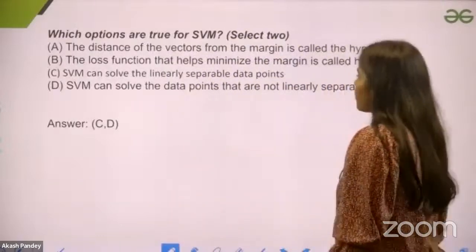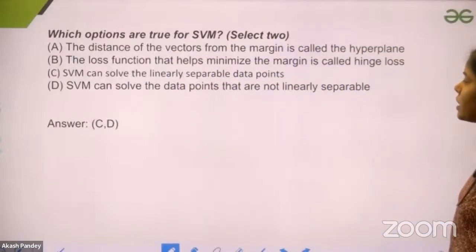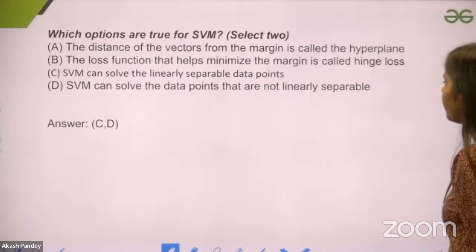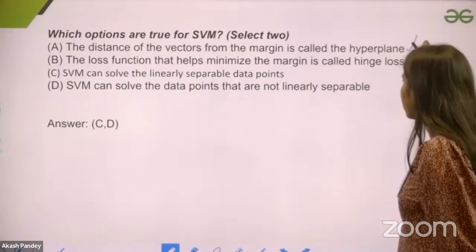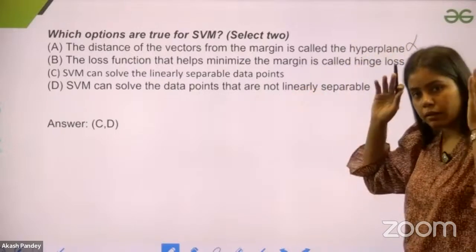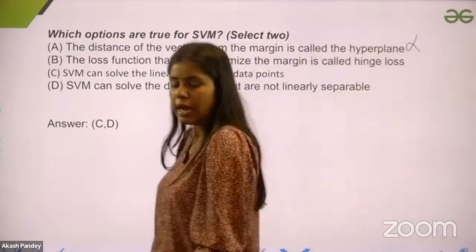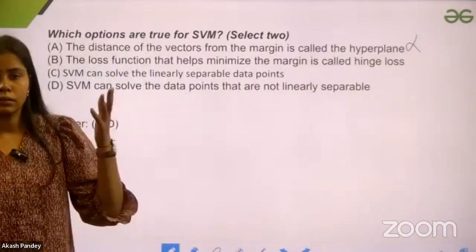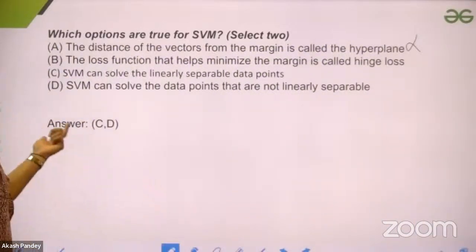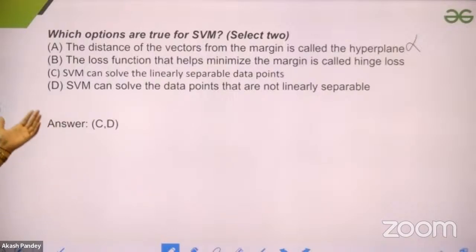This is a question. Which options are true for SVM? The distance of the vectors from the margin is called hyperplane. No, distance is not called hyperplane. Rather, the plane which passes through support vectors and is parallel to your decision boundary, that is your hyperplane, or you can say the decision boundary. The loss function that helps minimize the margin is called hinge loss.